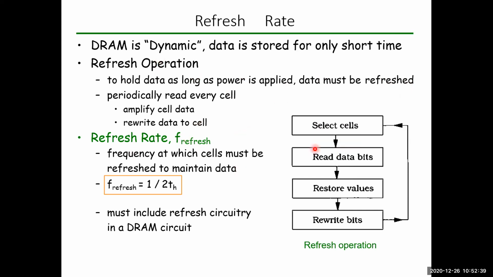Again, the refreshing rate you can see here. The refreshing rate is the frequency at which a cell must be refreshed in order to maintain the data. You should always refresh at this rate. If the frequency is at this rate, then only you can hold the data, or else the entire data will be discharged to the ground. So that's how the refresh takes place. This is the flowchart I have given regarding how the refresh takes place.